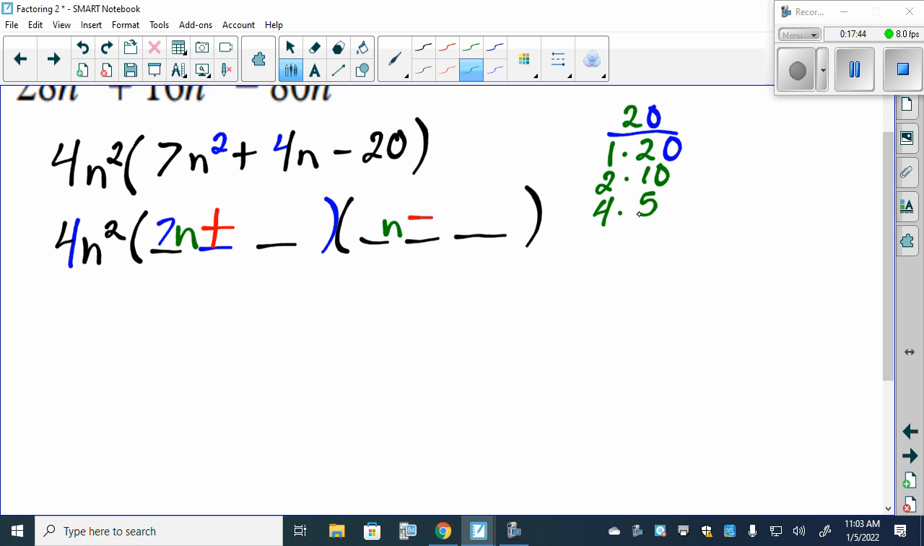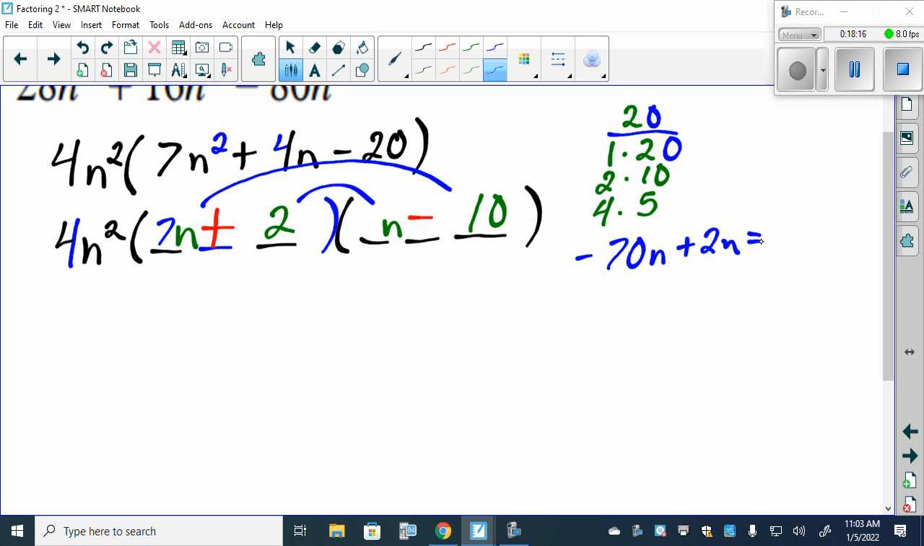Which one do we want to use? Which one do we want to try first? 2 and 10. So I can go on and just plug them in, and we can check this here. So we can do 7n times negative 10, which would be negative 70n. Plus 2n is negative 68n.